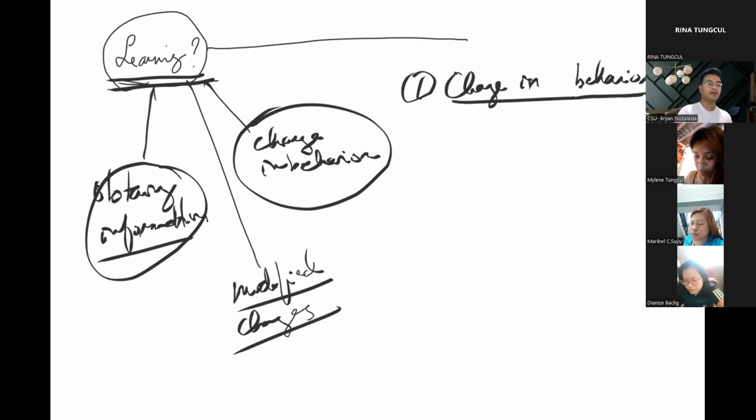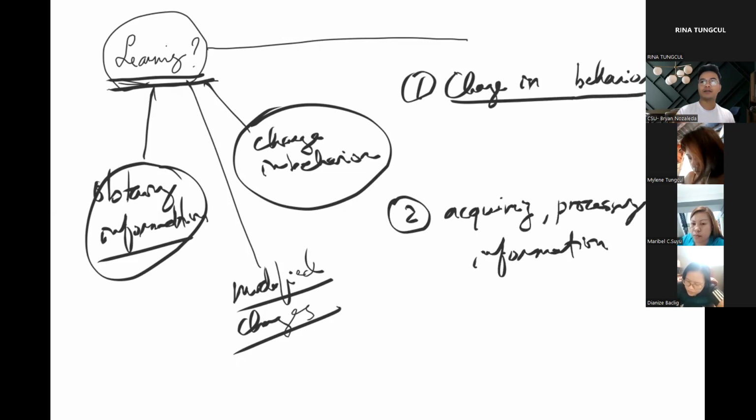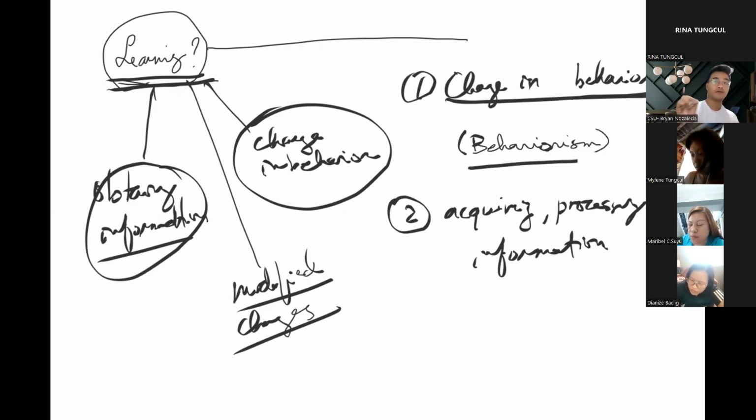Later, I'll discuss it to you. There's a change in behavior. However, another school of thought is saying that learning is acquiring information. Acquiring, processing information. These two definitions, ladies and gentlemen, presents to us that we have two understanding of what learning is. If it's a change in behavior, then it subscribes to the behaviorism school of thought. Do not forget, behaviorism school of thought.